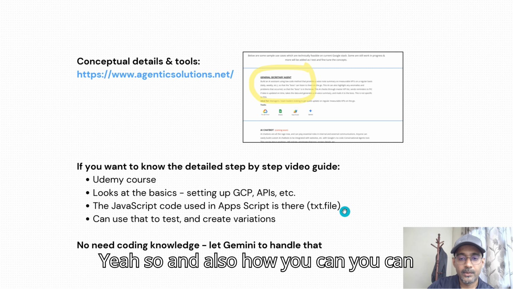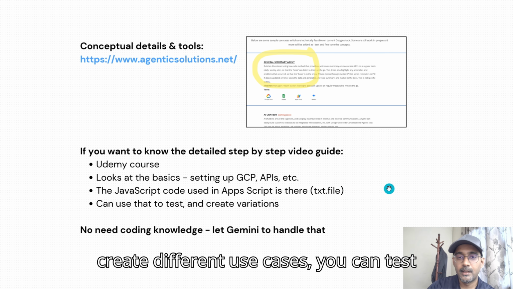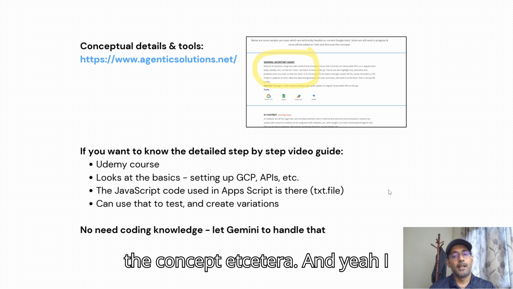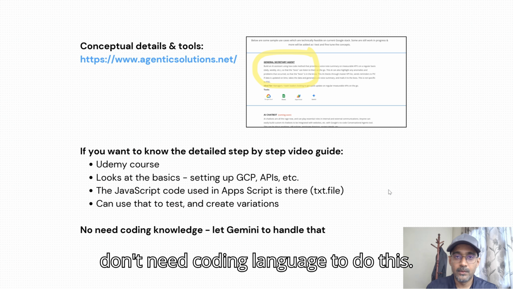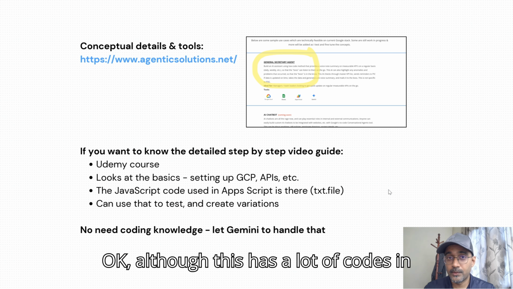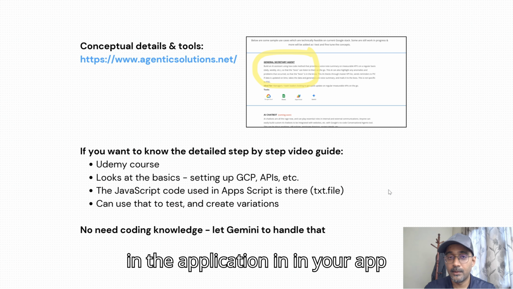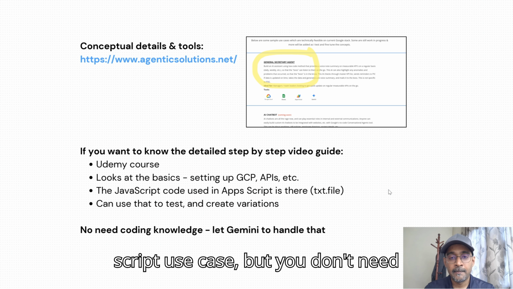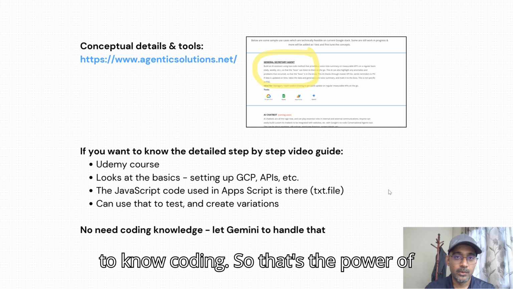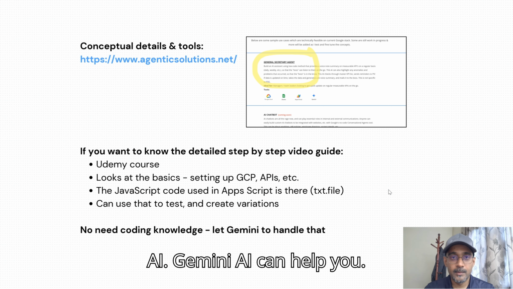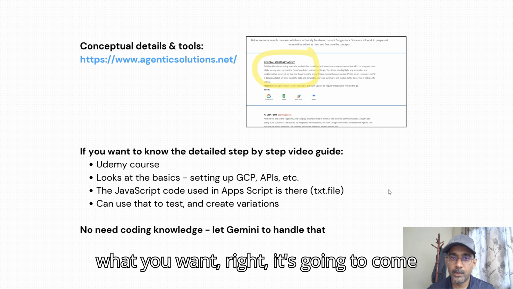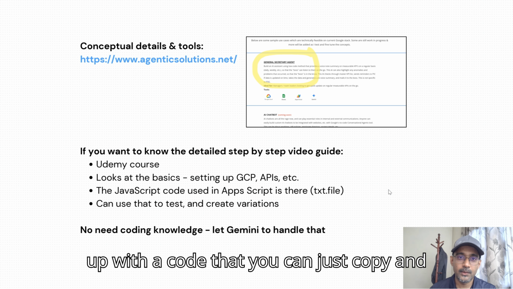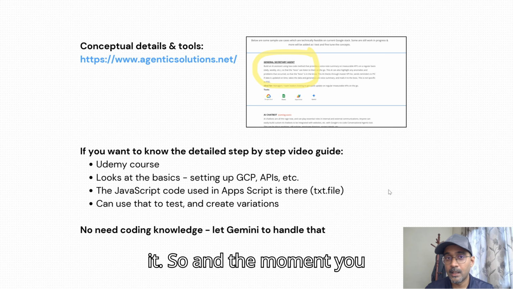Also how you can create different use cases and test the concept. I can highlight this again: you don't need a coding language to do this. Although there is a lot of code in your AppScript use case, you don't need to know coding. That's the power of AI. Gemini can help you as long as you explain the concepts and what you want. It's going to come up with code that you can just copy and paste in AppScript, and then you can run it.